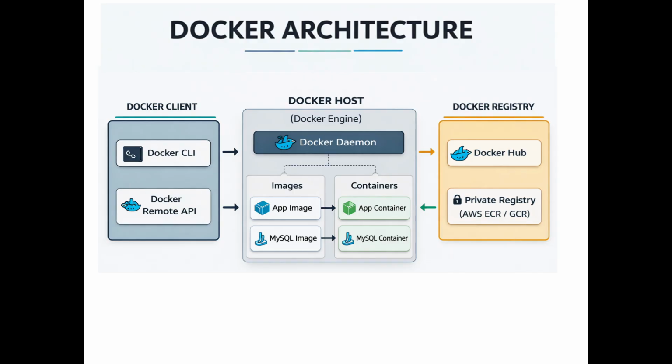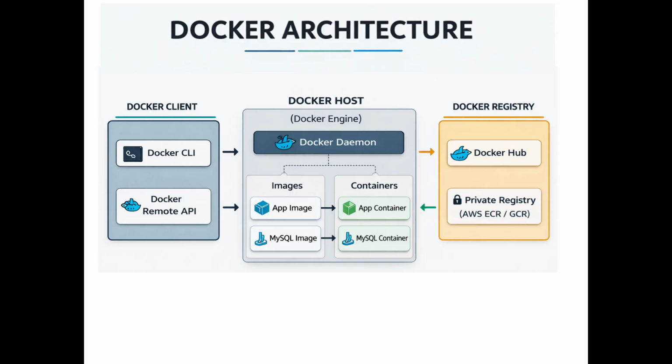We just have to run a command like docker pull mysql. Docker will download the MySQL image from Docker Hub. Then we will run docker run mysql. Firstly pull, then run. Docker will create a container and start the MySQL server inside that container. And within a few seconds, MySQL will be running on our system. So this is the power of Docker. And in our upcoming videos, we will also see how to run MySQL using Docker images.